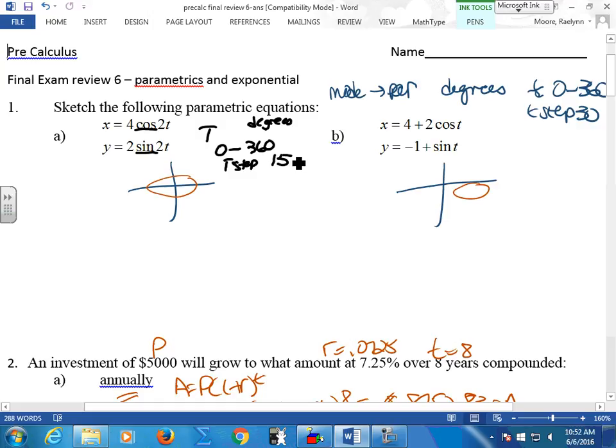Also, keep track of where this starts and give me orientation. I'm gonna put the orientation on this. Just keep track of where it starts and give me orientation.